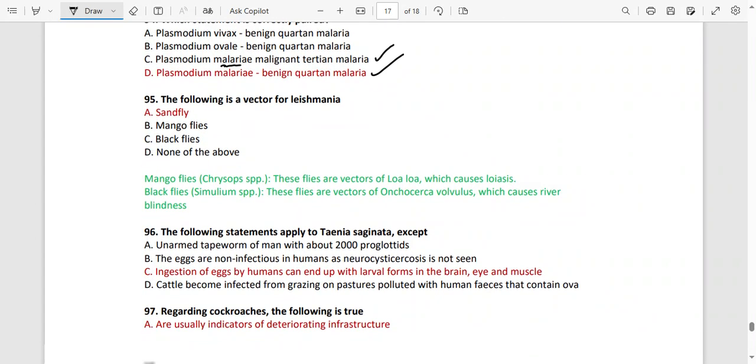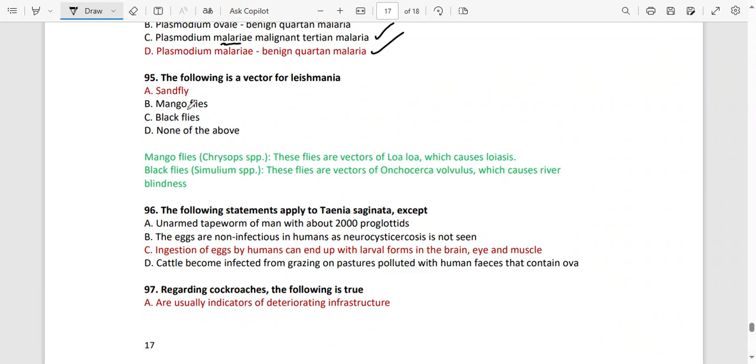The following is a vector for Leishmania. Sandfly, mango fly, black fly. So it is sandfly. Which specific genus of the sandfly causes Leishmania? Anyone? It starts with a G, right? The Glossina, thank you. So the mango fly, Chrysops, these ones are for Loa loa. And then the black fly, specifically Simulium, is for Onchocerca.